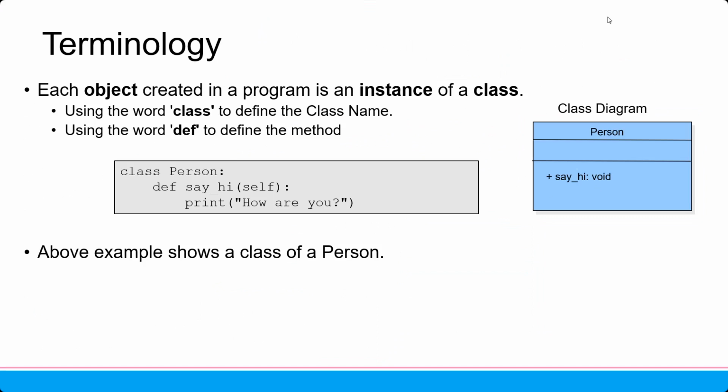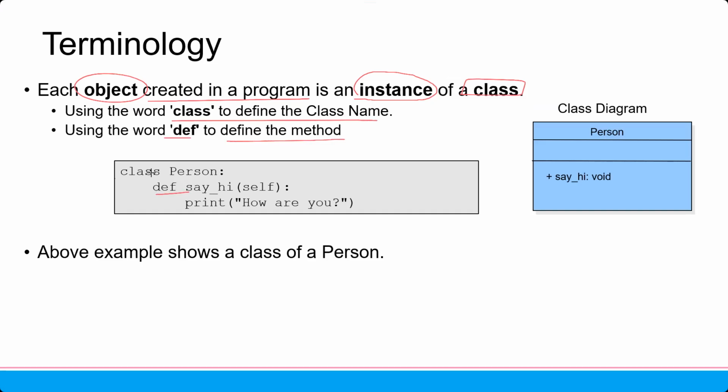So in the OOP or the object-oriented programming, the keyword is object. It's an object in a program. We call it an instance of a class. So the word class is to define the class name. And then the word def is to define the method. In the example that I gave you previously, we have the word def. Def means function.